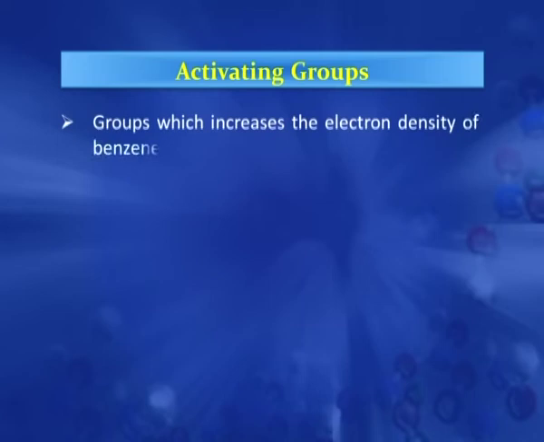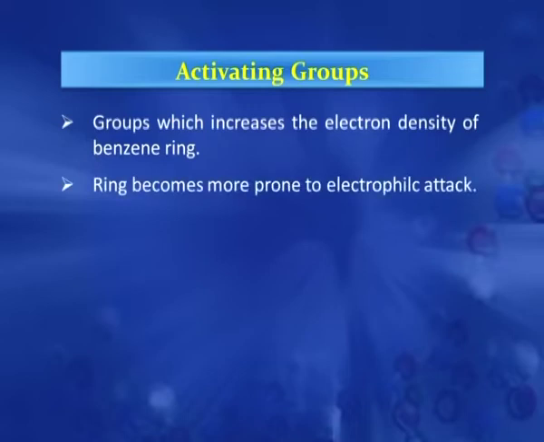Now, what are activating groups and how do they affect the reactivity of the benzene ring? The groups which increase the electron density of the benzene ring by donation of electrons. So, this ring becomes more prone to electrophilic attack. So, why does it become more prone to electrophilic attack?